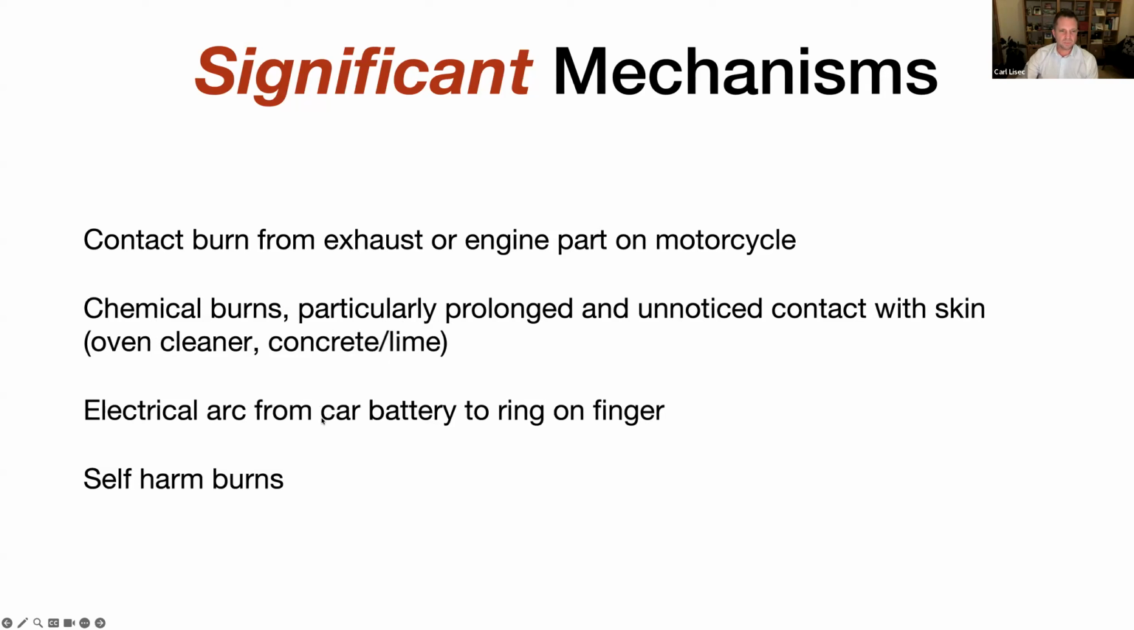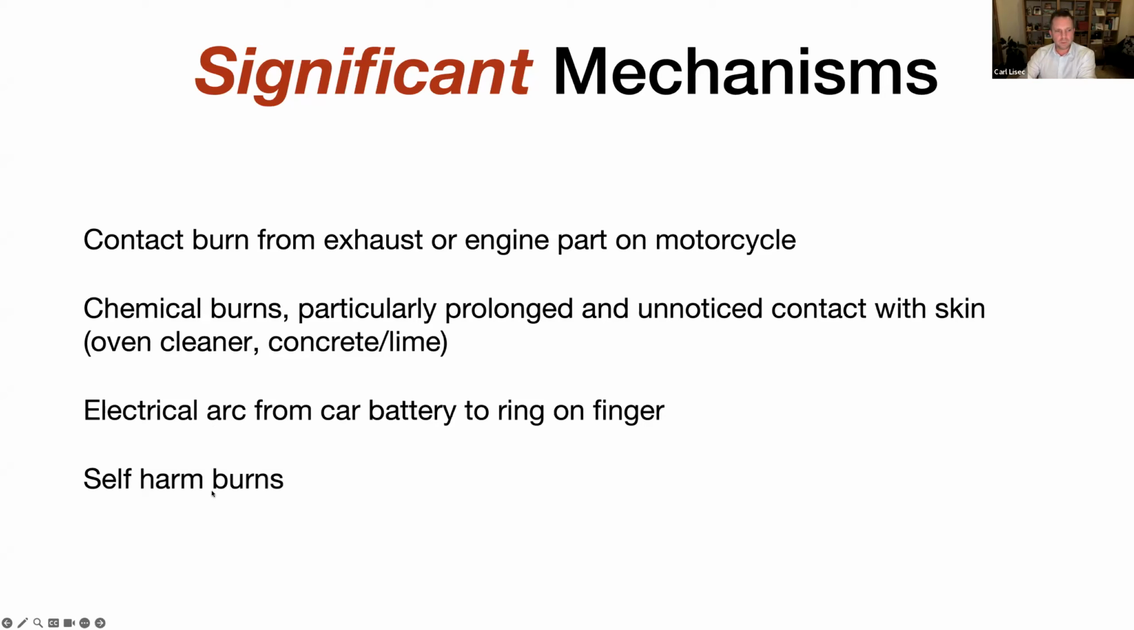This is surprisingly common. This next one, electrical arc burns, that's a DC electrical injury from a car battery that arcs onto the wedding ring or a ring on one of the fingers. So if that happens, usually that's very, very deep dermal or maybe even full thickness. So they get a circumferential, full thickness burn on their ring finger.